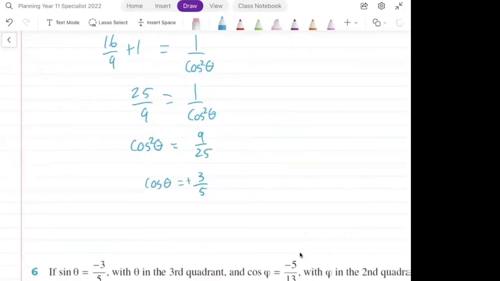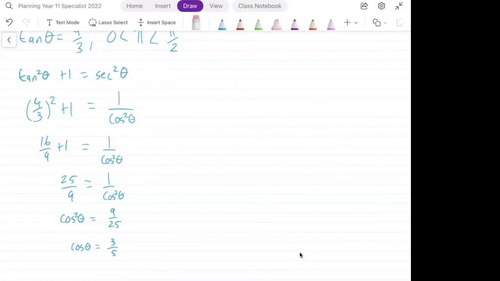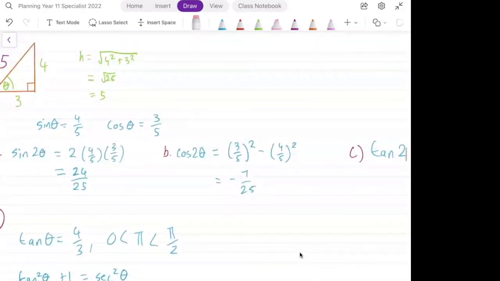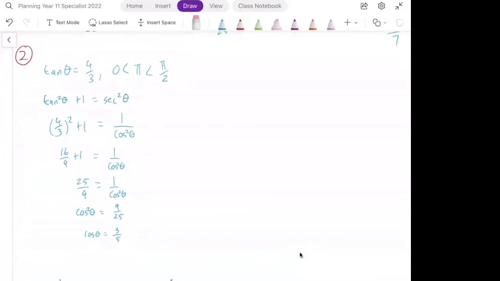And I should put plus or minus here, but because everything's going to be in quadrant 1, I can just leave it as being a plus. So you can see I have cos theta equals 3/5, which is the same thing I got up over here. This might seem like this is a harder way, but I think it is worth knowing both methods.